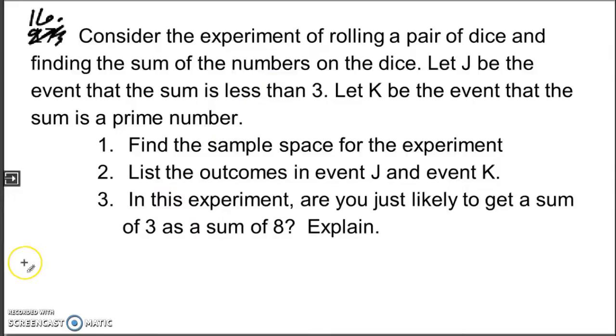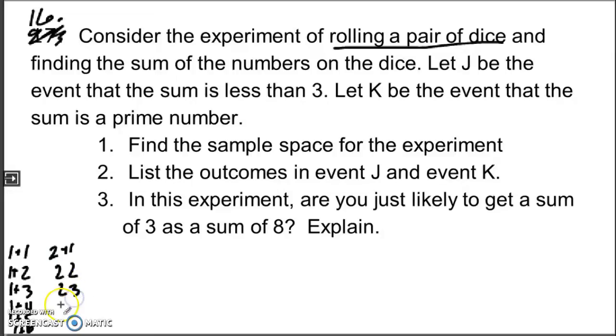Remember, sample space means all possible outcomes. So we're rolling a pair of dice. Let's see. We could end up getting 2 1s, a 1 and a 2, 1 and a 3, 1 and a 4, 1 and a 5, a 1 and a 6. Or we could get a 2 and a 1, a 2 and a 2, a 2 and a 3, 2 and a 4, a 2 and a 5, and a 2 and a 6. Or a 3 and a 1, 3 and a 2. And I can continue on here.